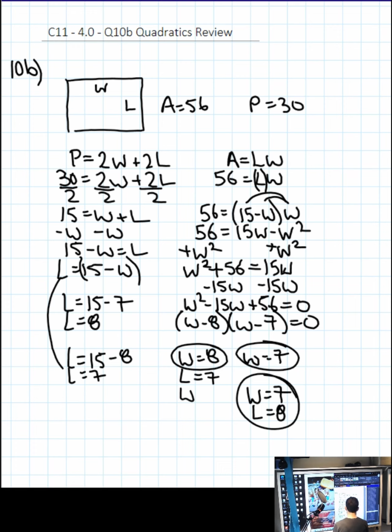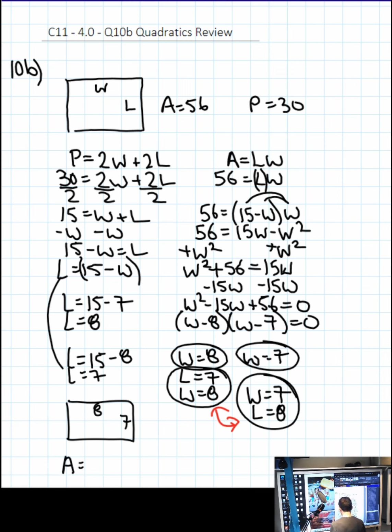So if W equals 8, L equals 7. And if W equals 7, L equals 8. Just notice the symmetry of it all. So let's redraw our shape down below and label the diagram. We have a width of 8 or 7 and a length of 8 or 7. Our area, A equals LW, length times width, 8 times 7 is 56, check mark. And our perimeter, P equals 2L plus 2W, that will be 16 plus 14 equals 30, check mark.